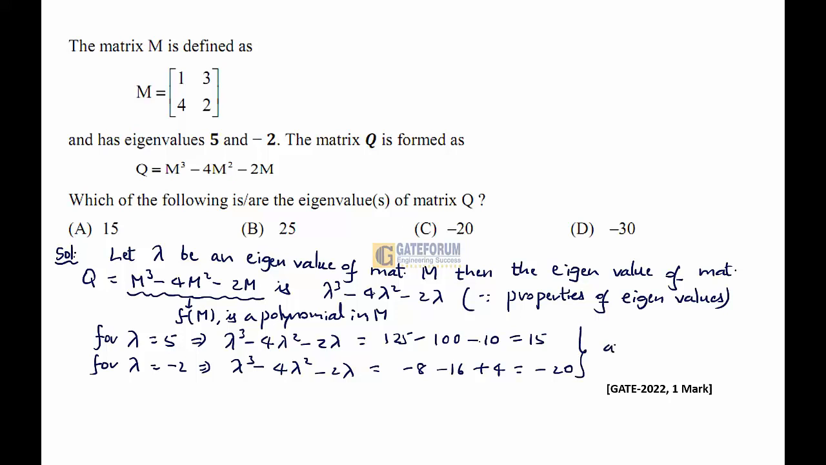So these two are the eigenvalues of matrix Q. Accordingly, option A and option C. This is a multi-select question, MSQ, where more than one option satisfies. So the answer is A and C. This is the end of the question.